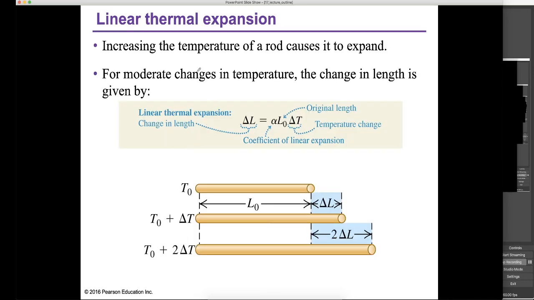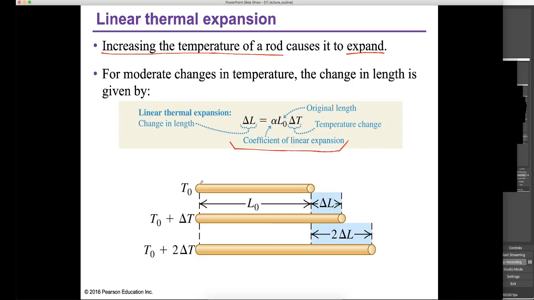Okay, so thermal expansion. As you know, when an object is in a high temperature situation, the volume of this object will be expanded. This is called thermal expansion. That means increasing the temperature of a rod or any other object will cause it to expand. For moderate changes in temperature, the change in length is given by this equation.